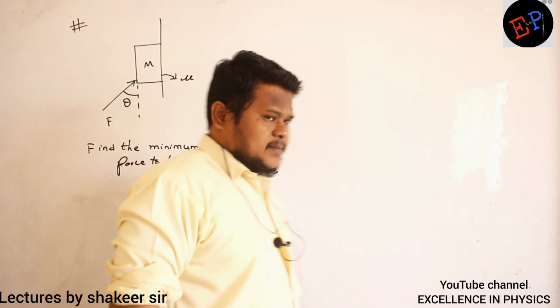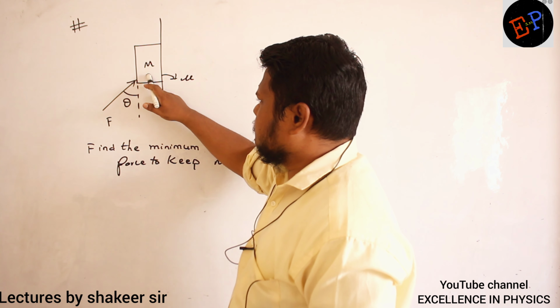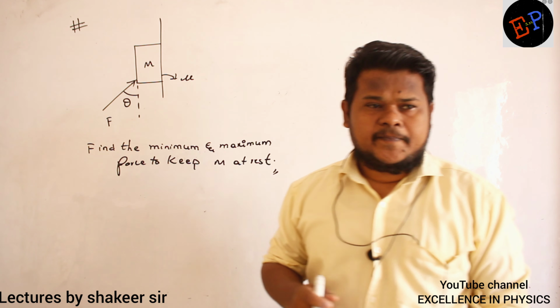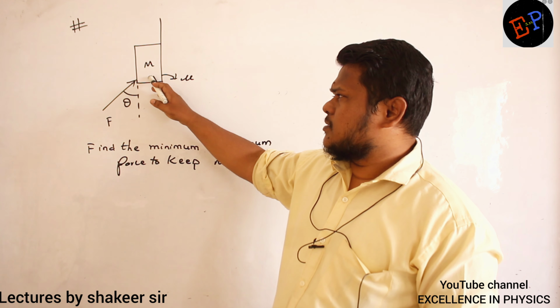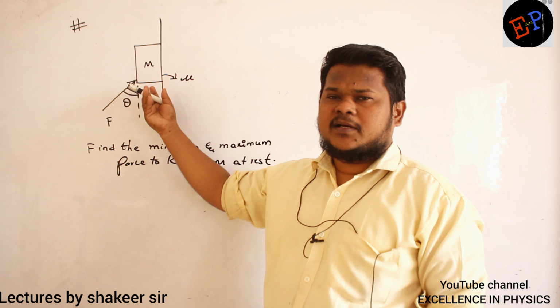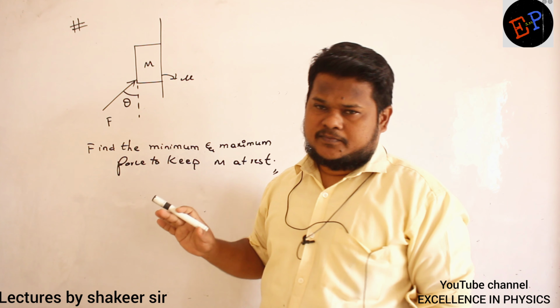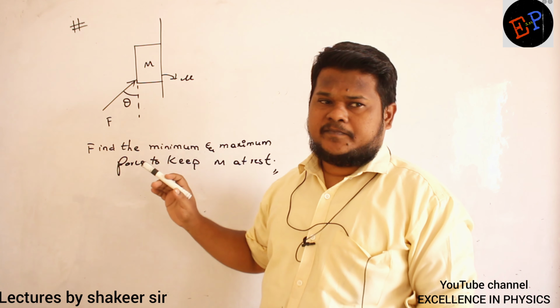Okay, this is the question. A body of mass M is supported against a vertical wall. The coefficient of friction between the vertical wall and the mass capital M is mu. So if I release this mass, what will happen? It will fall to the ground. But I don't want this mass to fall down, so I am applying a force F at an angle theta.